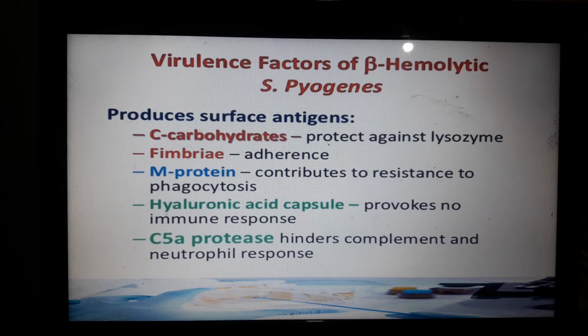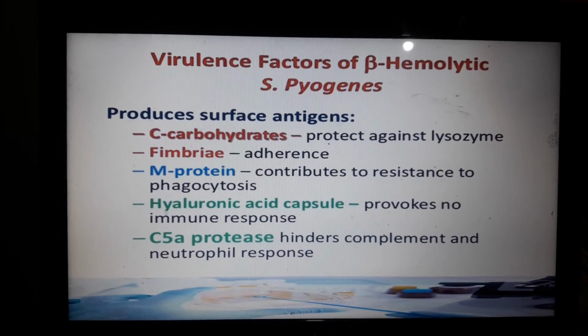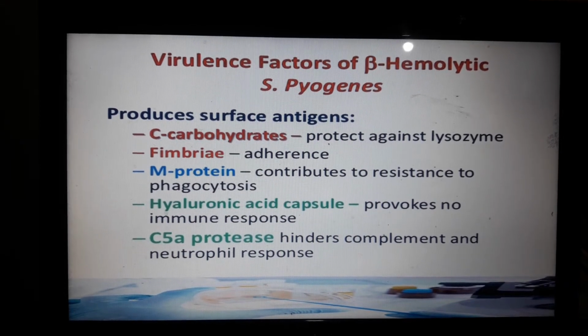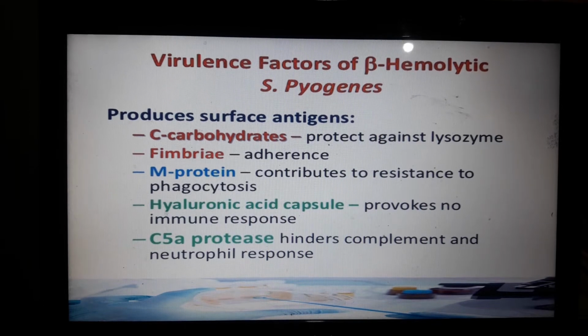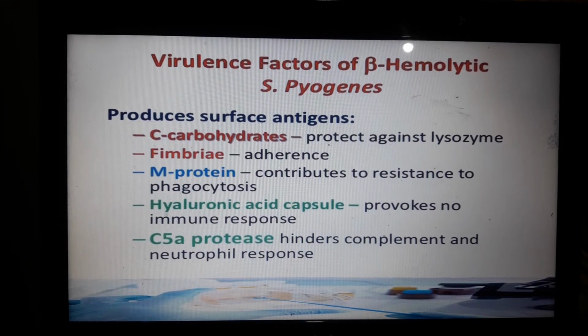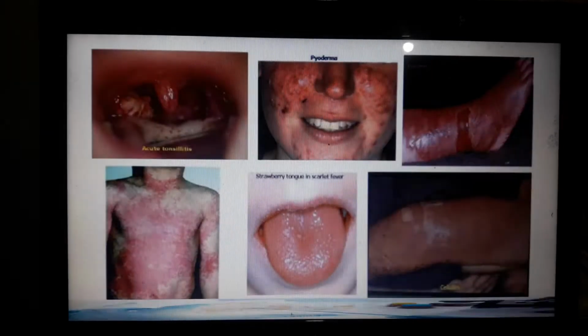Then the membrane is for adherence or attachment, M protein prevents phagocytosis, and the hyaluronic acid capsule provokes no immune response. And we have C5a peptidase, which hinders the complement and neutrophil response during the infection process, wherein neutrophils try to respond but are hindered by C5a proteins.